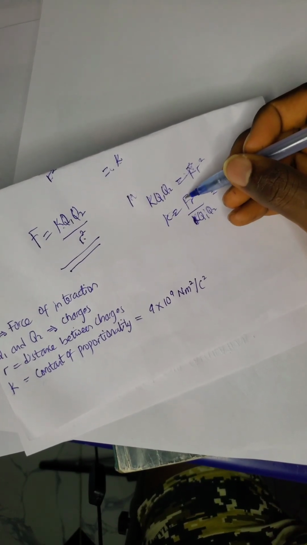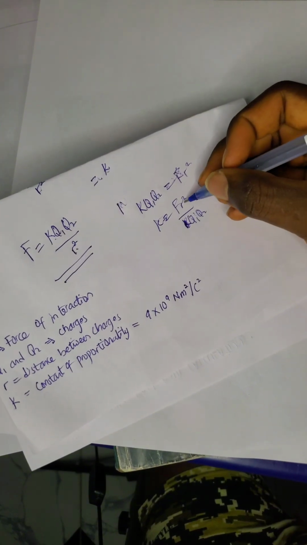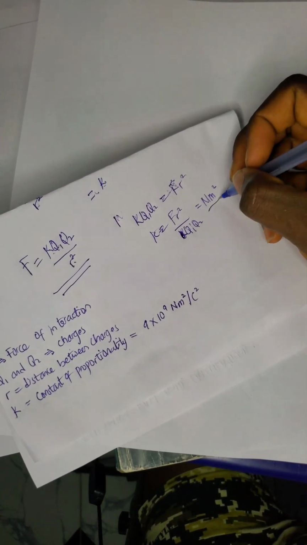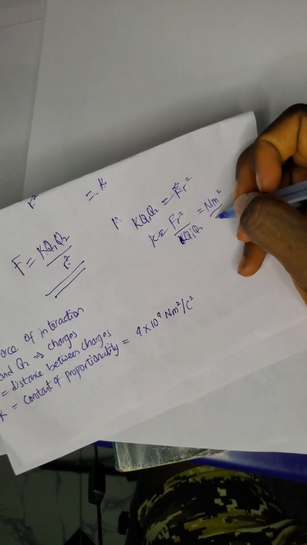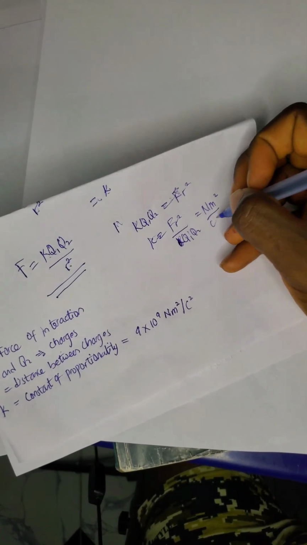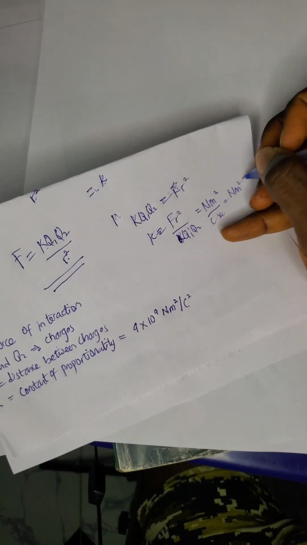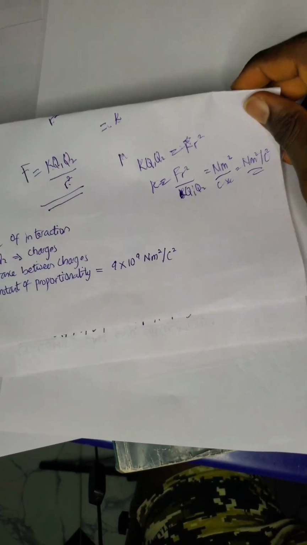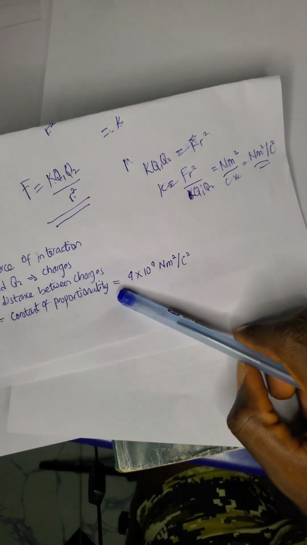What's the unit for force? Newton. The unit for distance is what? Meter square. And Q1 Q2 have what? Coulomb. So it's Coulomb times Coulomb. That'll give you Coulomb square, giving you Newton meter square per Coulomb square. That is how we got the unit for this constant of proportionality. Now let's go over to solve.